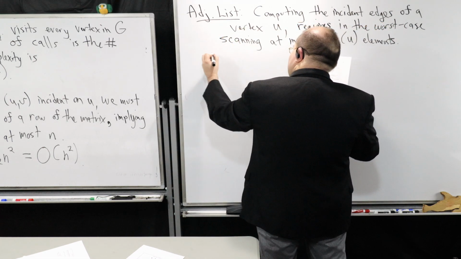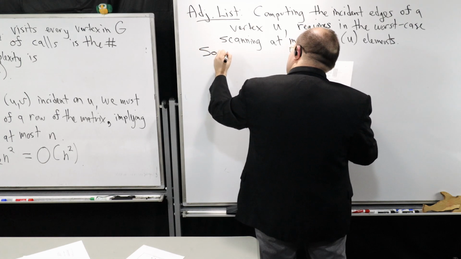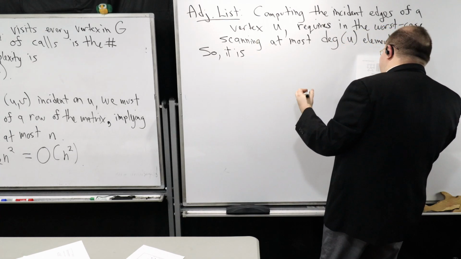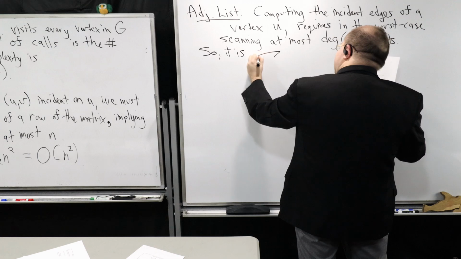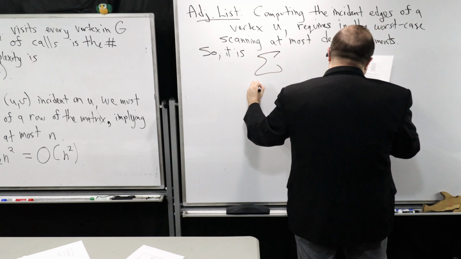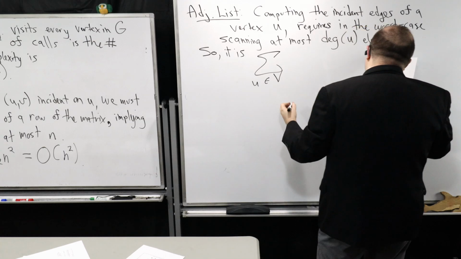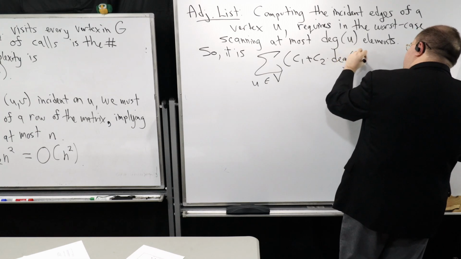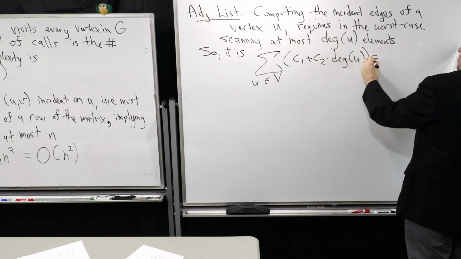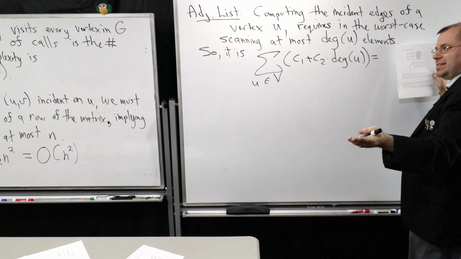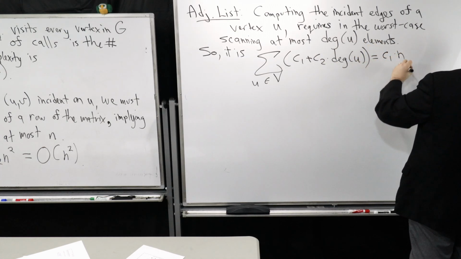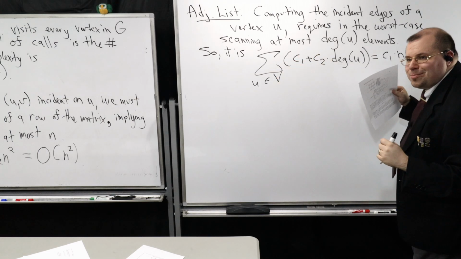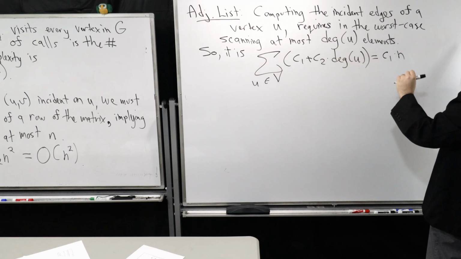So all I do is the following. So it is the sum over all the vertices. So I have C1 plus C2 times the degree of U. Well, this first one here is just, okay, there's n vertices, right? So it's going to be C1 times n, because remember, this is just some constant times how many times it's added up, right? So this, however, is a little bit more interesting.